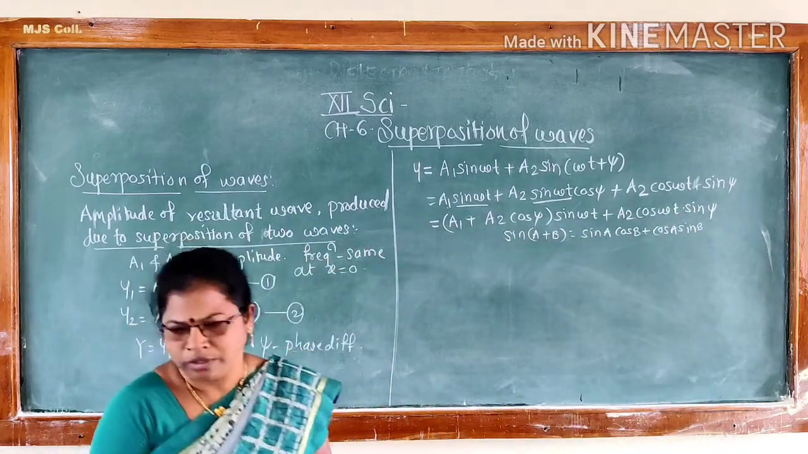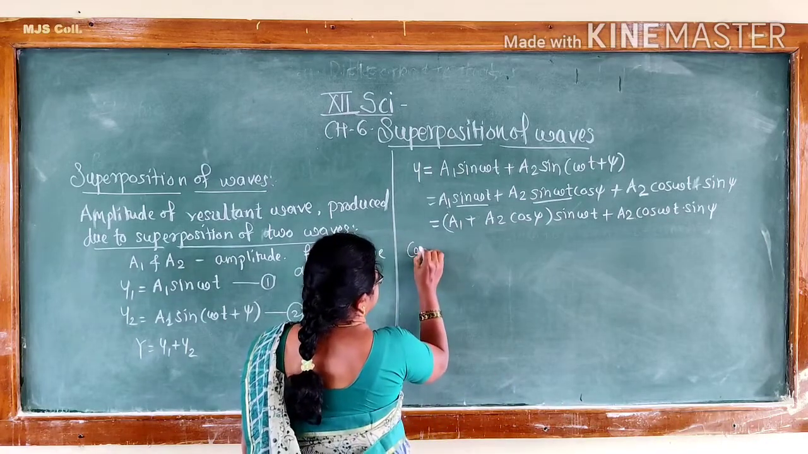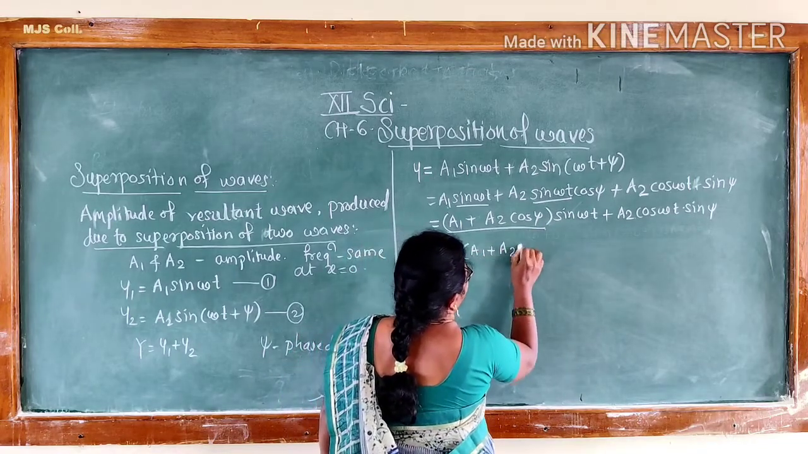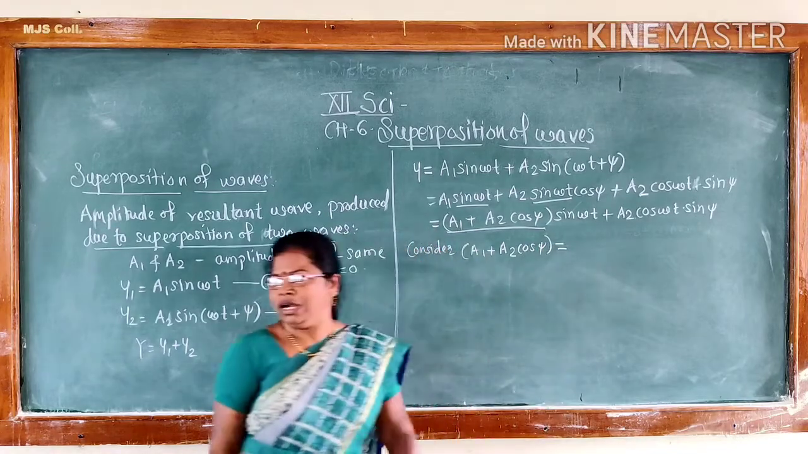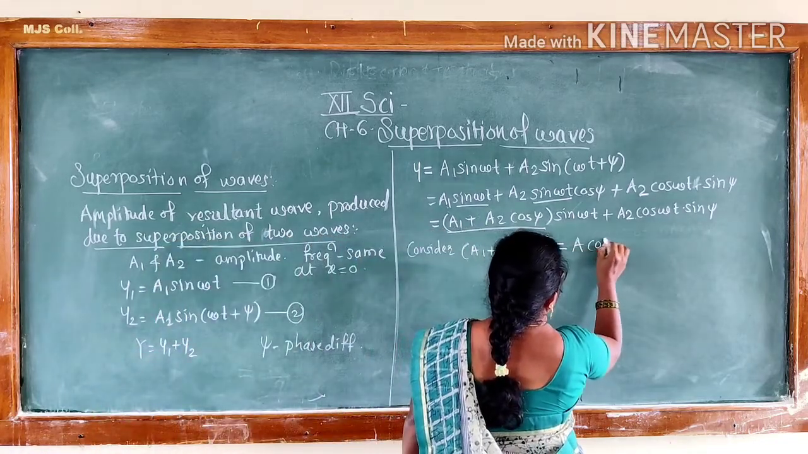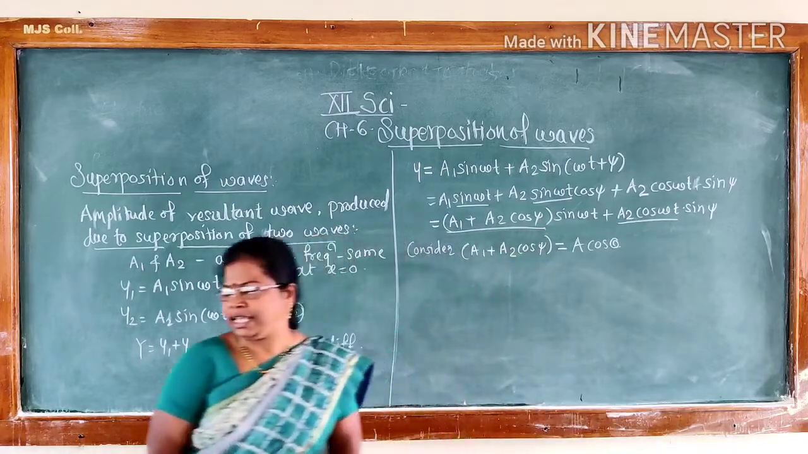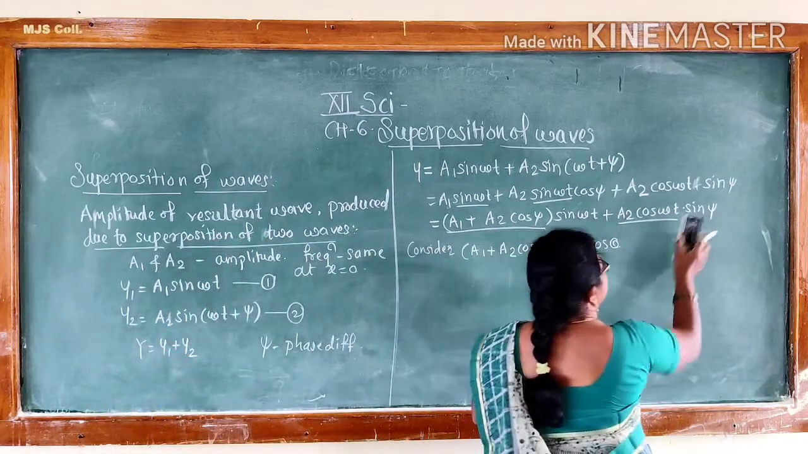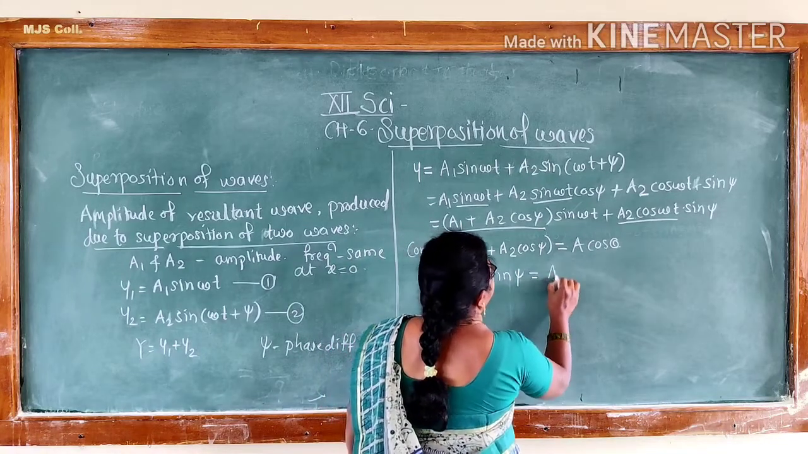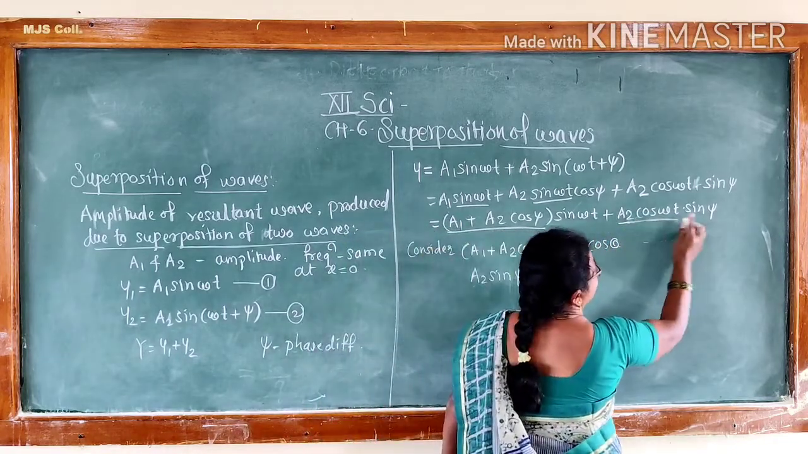Okay. Next, consider that suppose this one, A1 plus A2 cos psi, is equal to A cos theta, and A2 sin psi is equal to A sin theta.